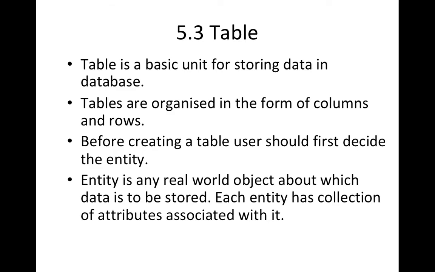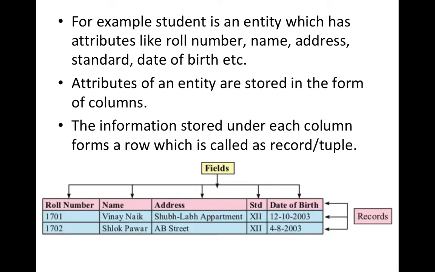An entity has a collection of attributes associated with it. So even a student will have certain properties associated with it. Properties are nothing but attributes. These attributes form the fields, the columns in the table. If you see this example, the student is the entity. The roll number, name, address, standard, date of birth, all of these form the attributes. Attributes of an entity are stored in the form of columns. So these columns, roll number, name, address, standard, date of birth, form the columns.